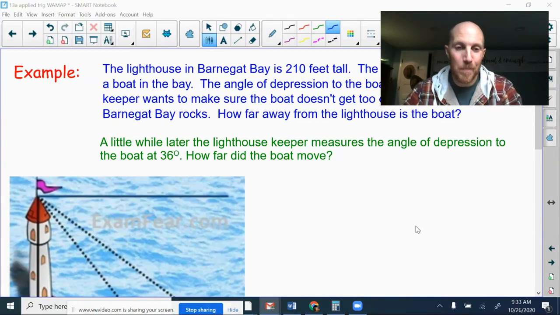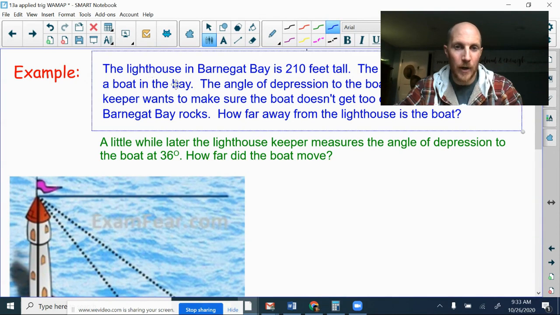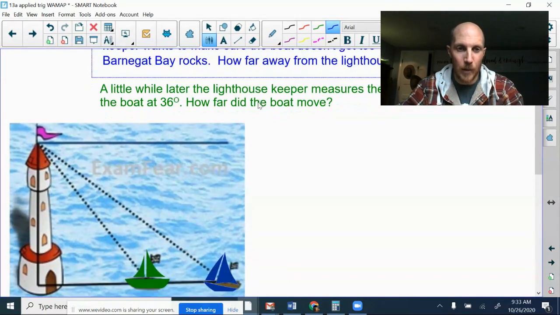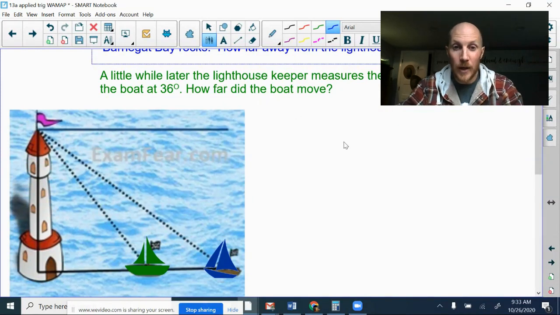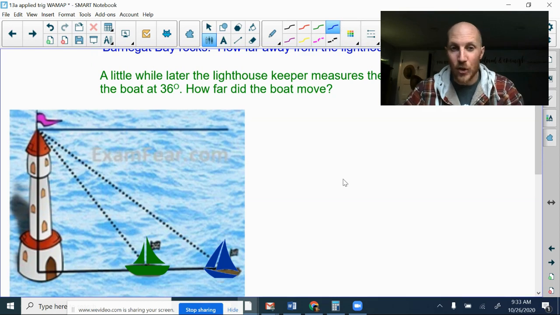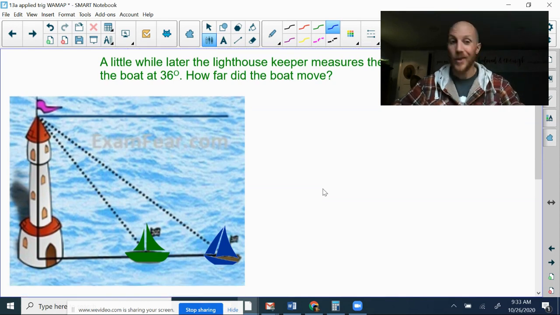All right, next part. So the blue paragraph right here, that's the exact same problem we just saw. Let's focus on the green paragraph. A little while later, that same lighthouse keeper measures the angle of depression to that same boat to be 36 degrees. How far did the boat move? I know the illustration is different, but it's the same problem.